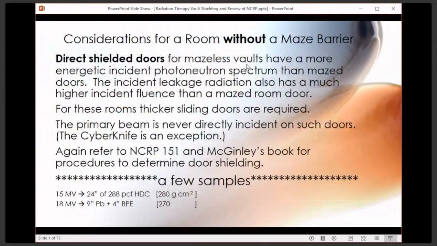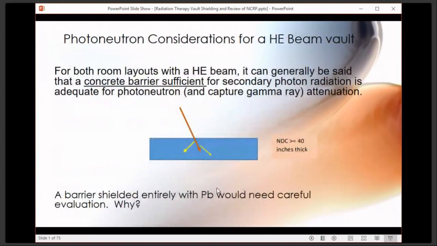The direct shielded doors, even more challenging. And some examples of some direct shielded door thicknesses. Here's one that was a 15 MV and had 24 inches of high density concrete, basically double the density of normal density, and it required 280 grams per centimeter squared of thickness shielding material. And an 18 MV that was shielded with 9 inches of lead and 4 inches of borated polyethylene. So they're big, heavy doors, tens of thousands of pounds.